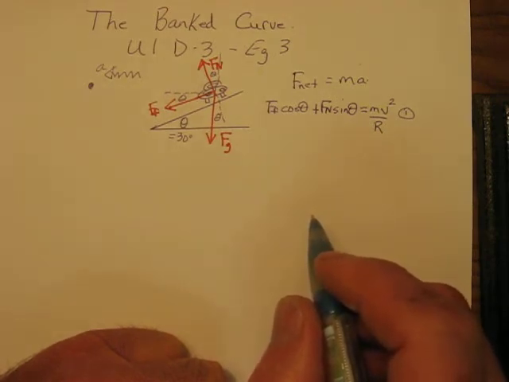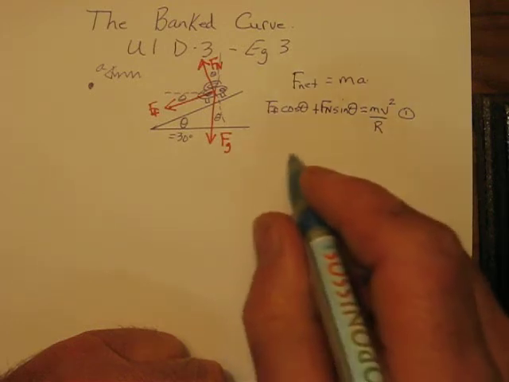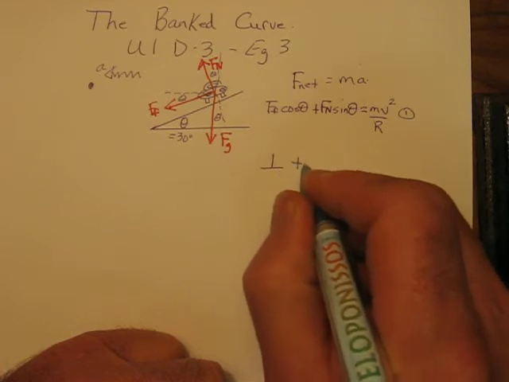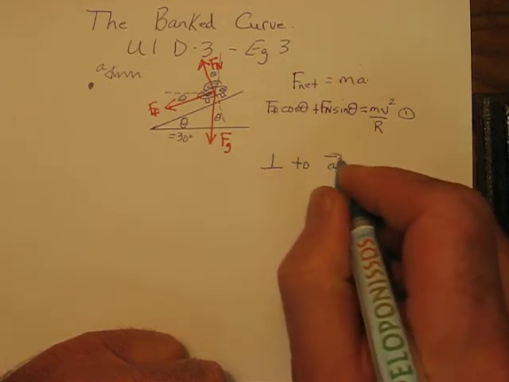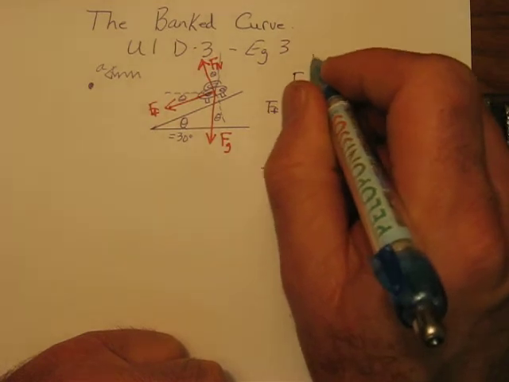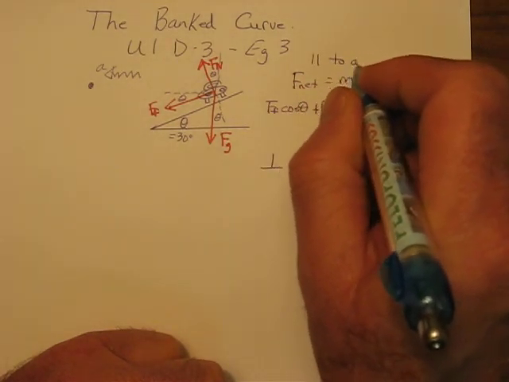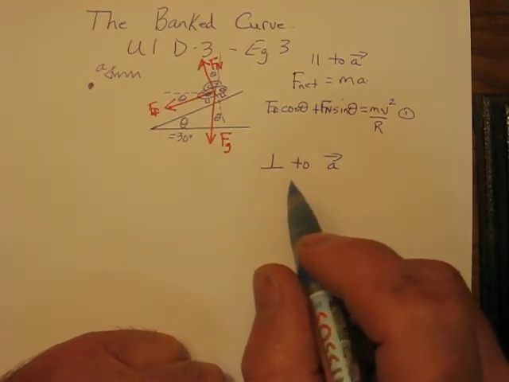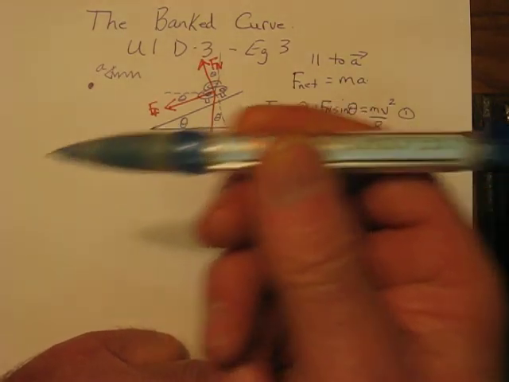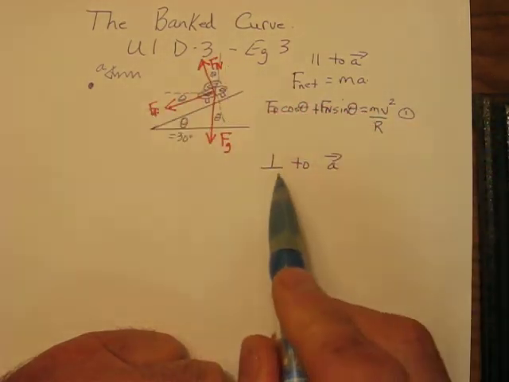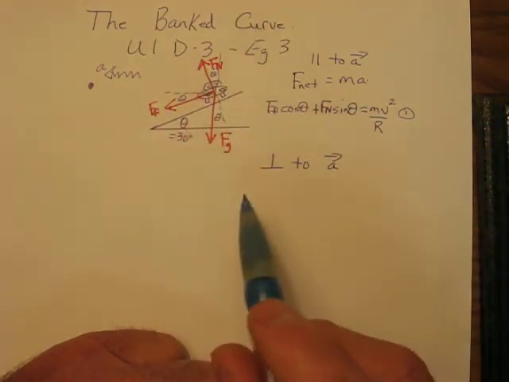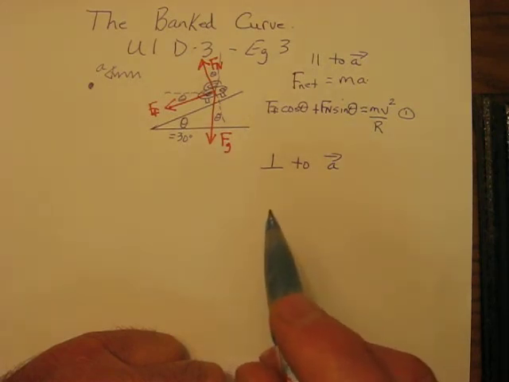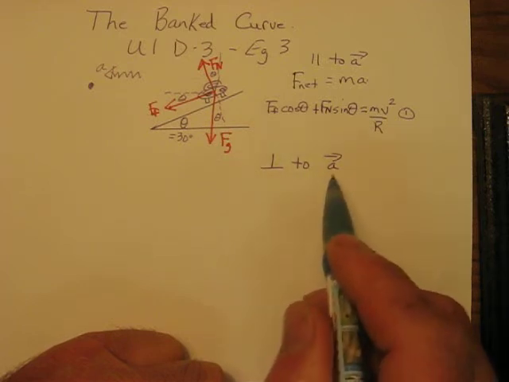But there's also a second equation that we can create, and that is one where we're looking at perpendicular to the acceleration. I didn't mark the top one. That was parallel to the acceleration. Now, perpendicular to the acceleration, well, what direction would that be? If the acceleration is horizontal, then we have to look at vertical. The forces have to be balanced vertically. The forces are always balanced perpendicular to the acceleration.